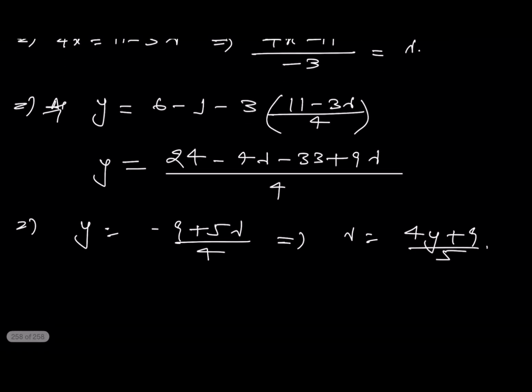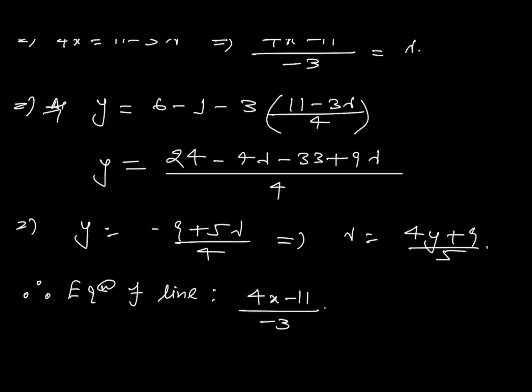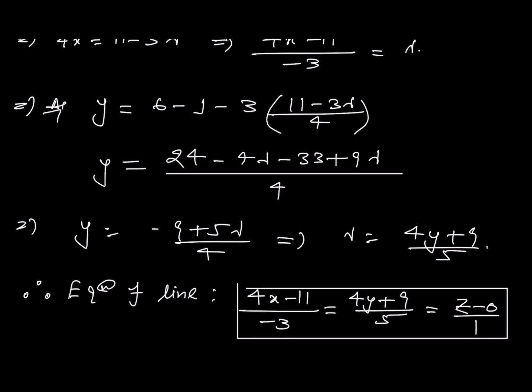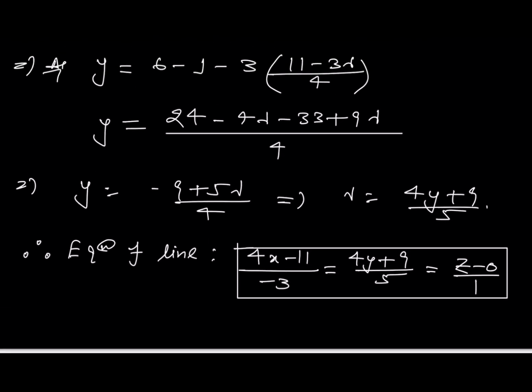Okay, so now we can compare lambda for x, y and z. So therefore the equation of line, which is (4x minus 11) upon minus 3 is equal to (4y plus 9) upon 5 is equal to (z minus 0) upon 1, which is the equation of line in symmetrical form, right?